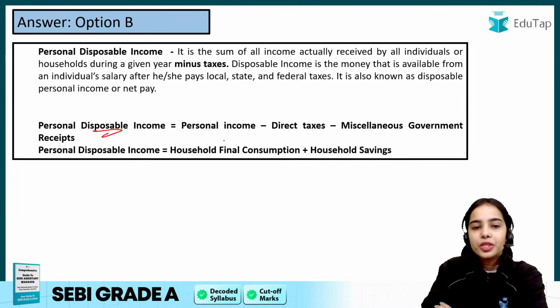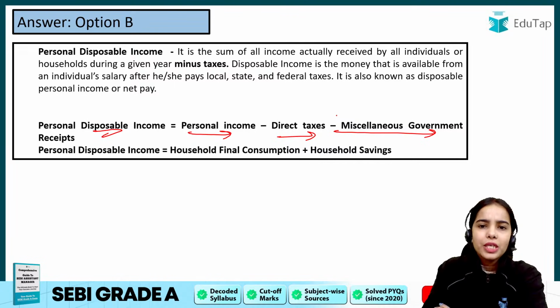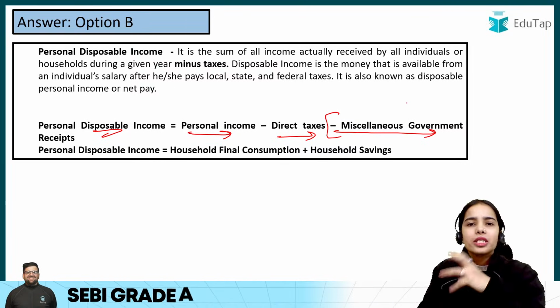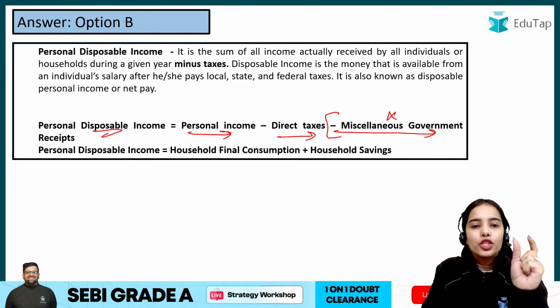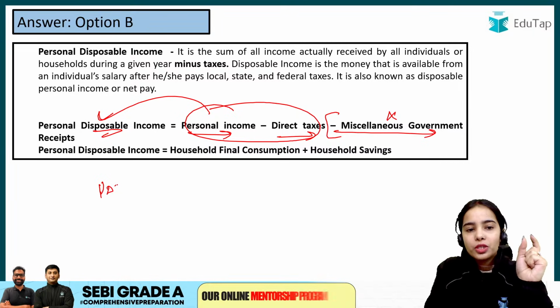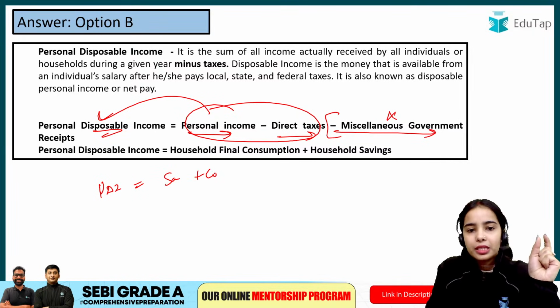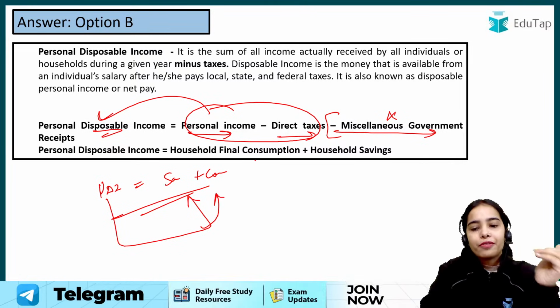So personal disposable income is personal income minus direct taxes minus the miscellaneous government receipts. Miscellaneous government receipts like the fees, fines by the government, it is a very small amount, so it is usually ignored. So personal income minus direct taxes is personal disposable income. Personal disposable income is used for saving plus consumption. Okay, this is the disposable income from which the people can save and consume.